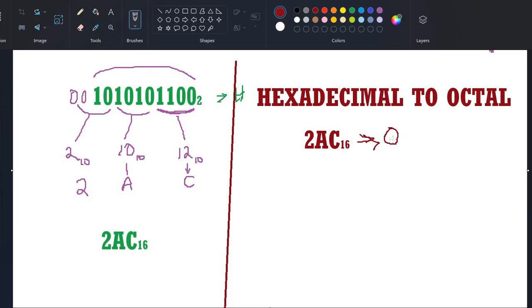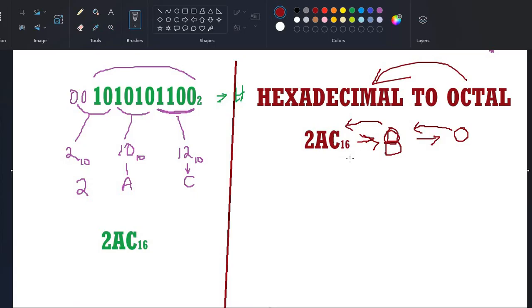In order to convert this into octal, first of all you need to convert it into binary. Then after that it can be converted to octal. Similarly, in order to convert octal to hexadecimal, first of all you need to convert the octal number into binary and then the binary number into a hexadecimal number.